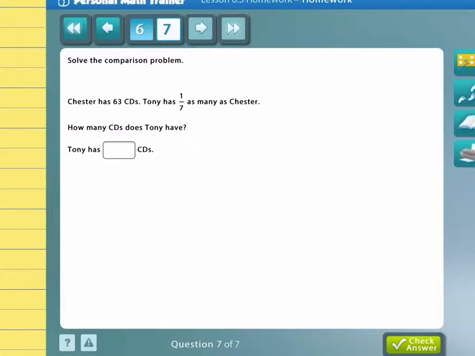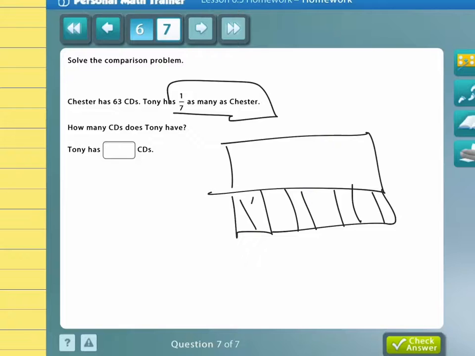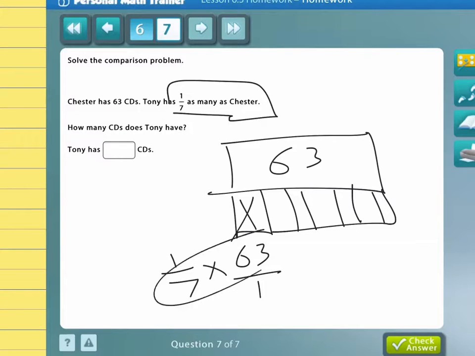Chester has 63 CDs. Tony has 1/7 as many, so obviously a lot less. So if I did the unit fraction of 7, Tony would have that much. So what is 1/7 of 63? And we know that of is times. Check that out. You see the slash here. 7 goes into 7 once. 7 goes into 63 9 times. So Tony must have 9.